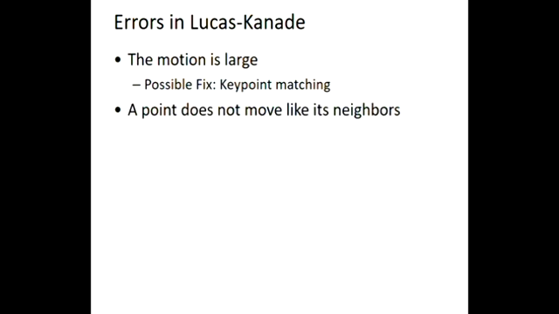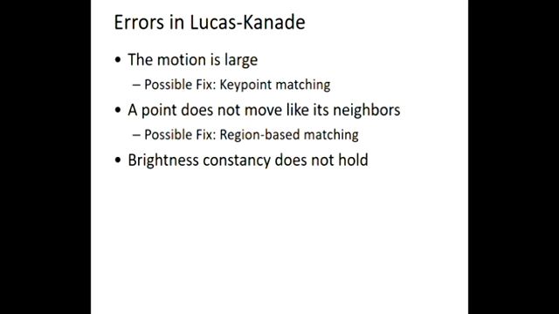So you can get errors in Lucas-Kanade where the motion is large. One possible fix is that you could do some long-range key point matching to try to estimate those movements. You can get an error where the point doesn't move like its neighbors. And one way that you could try to fix that would be with more of a region-based matching, so that you're not creating windows that fall on the edge of an object or region, but you're only looking within coherent regions to try to find the motion. You might get errors where the brightness constancy doesn't hold. So one improvement you can make is to try to match based on gradient constancy.